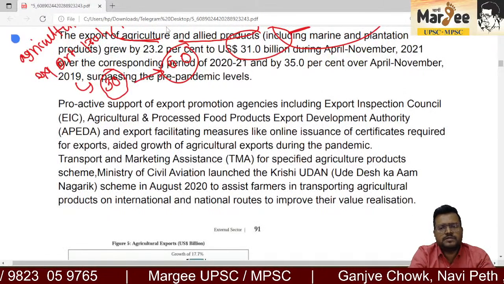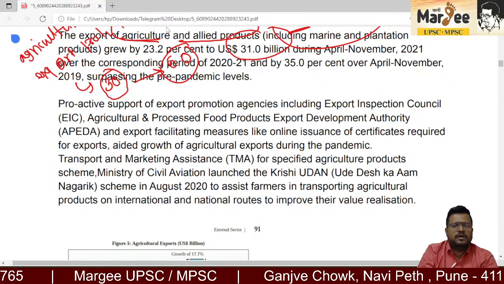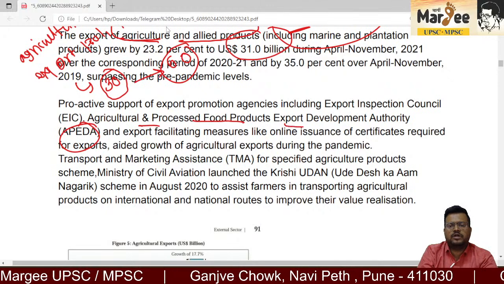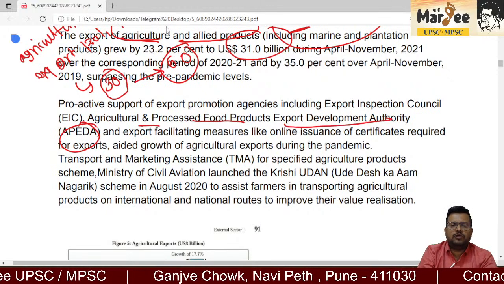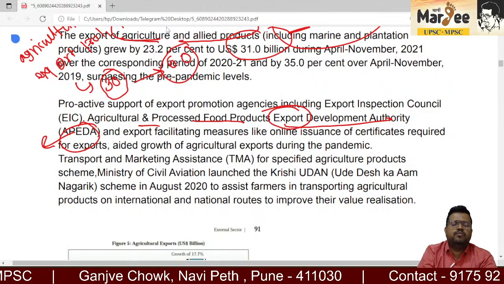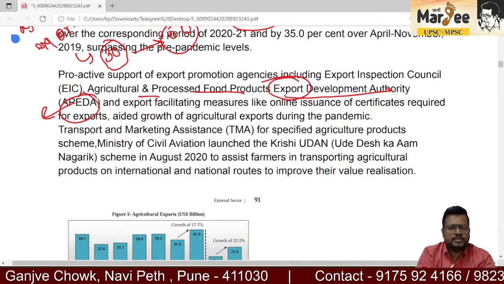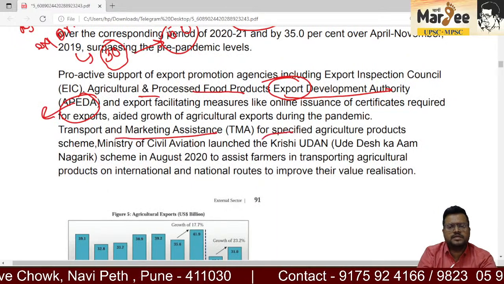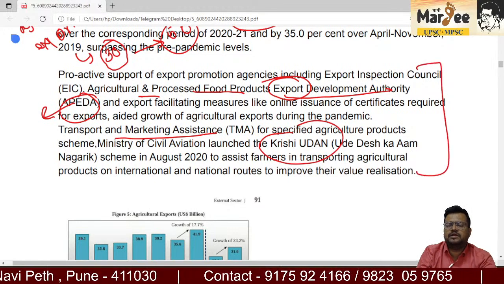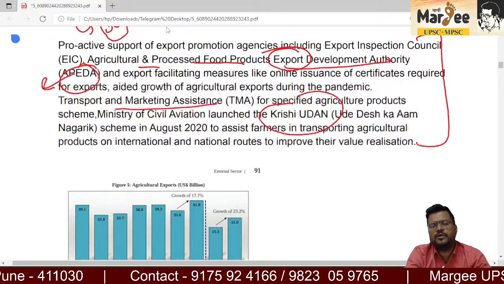Various export-led government initiatives in the agriculture sector are there. There is APEDA, Agriculture and Processed Food Products Export Development Authority. Though this authority is related to export, it also manages import related to sugar. Then there is transport and marketing assistance. There is Krishi Udan. So all these schemes related to agriculture led to an increase in agriculture export, or had a positive impact on agriculture export.